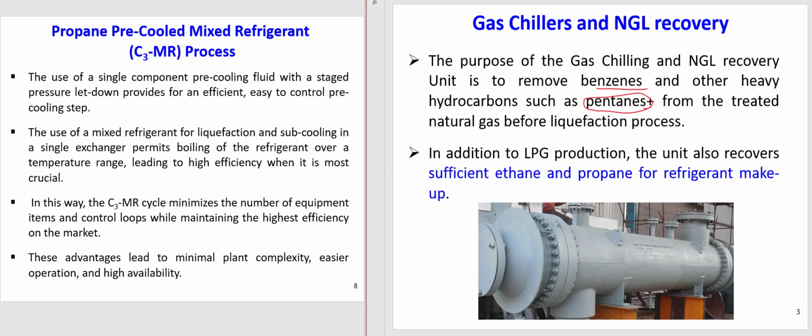Actually, what we recover in that NGL recovery unit is LPG products, liquid petroleum gas, and we also recover a sufficient amount of ethane and propane that we will use as refrigerant makeup, because propane is used in the single propane refrigeration cycle, and in the mixed refrigeration cycle we have propane and ethane as well, so we can use them as makeup in that unit.